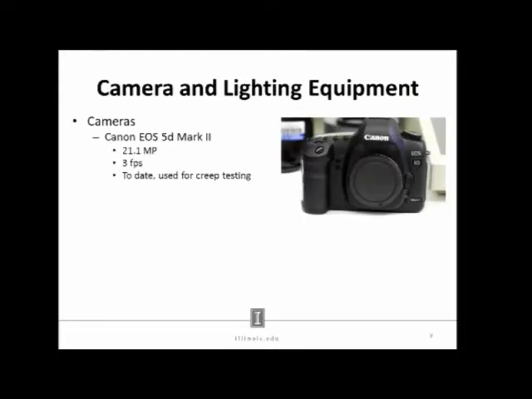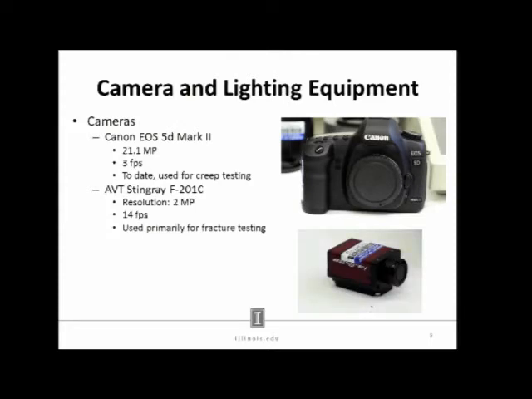In terms of the cameras, we have a Canon EOS 5D Mark II, which has around 21 megapixels. It's spec'd out at 3 frames per second. In general, we can't get any more than 1 frame per 2 to 3 seconds, which with a fracture test in asphalt, where you're hitting your peak load around 5 to 6 seconds, means you're really only getting 2 images, which can be a problem. So for the most part, we're dealing with creep testing with this camera, but we are definitely going to be using it in our fracture characterization. It's just that right now, the Stingray seems to be working the best.